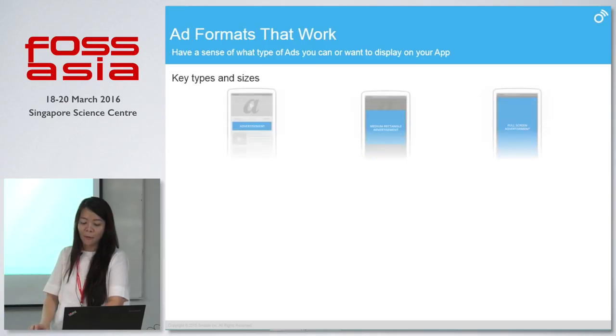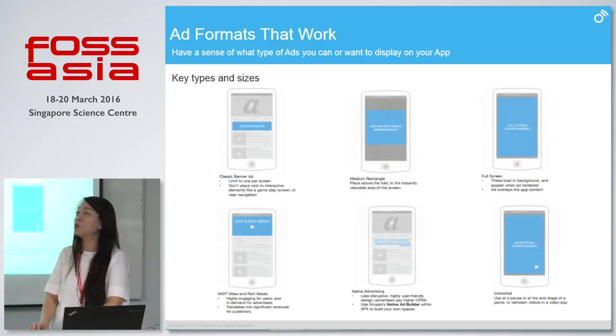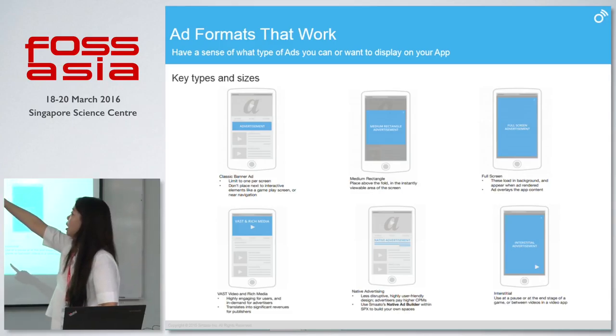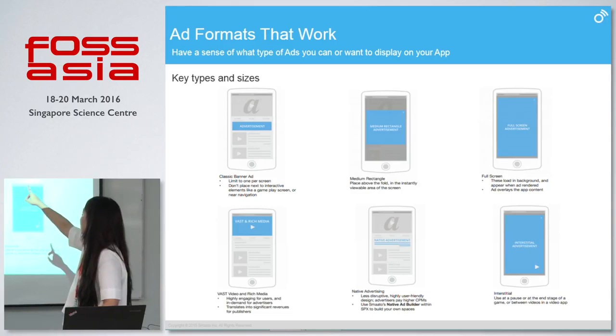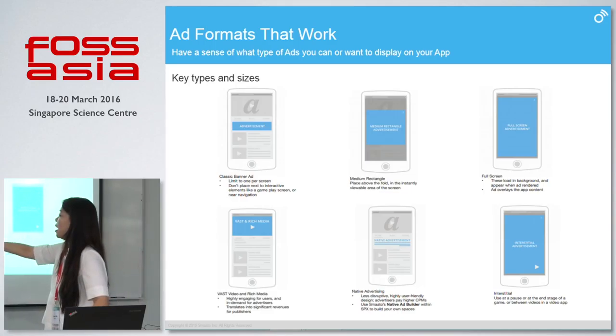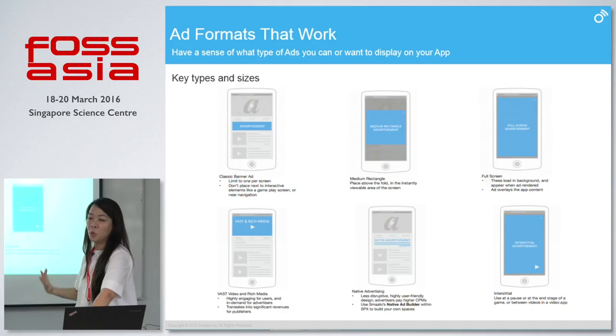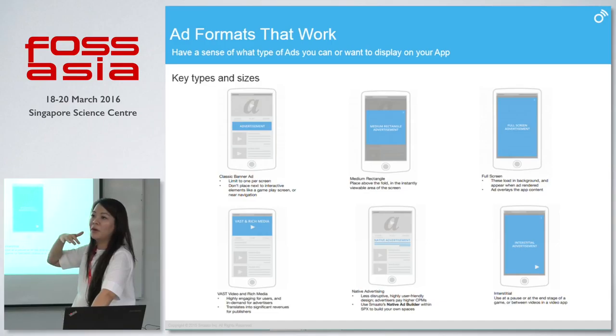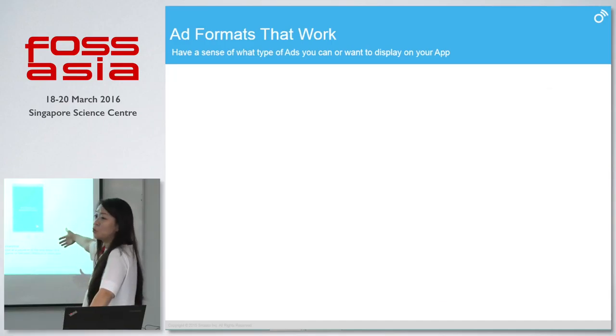So, ad formats that work, what are the key types? Everyone is familiar with this, right? We have the 320 by 50 banner right on the top here. We have the medium rectangle. We have the full screen. We have FAST, and within FAST there are different ways of costing behind it. You have the cost per impression, you have the cost per view. And then native, which I mentioned, sits nicely into the content of a very text-heavy application. Or interstitial, which is a full screen.